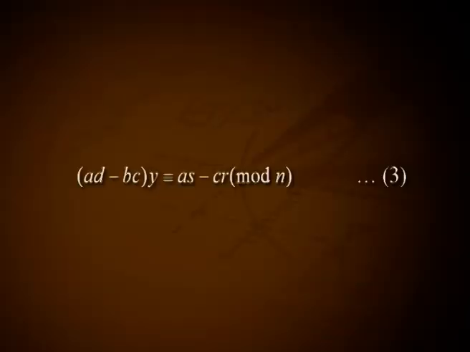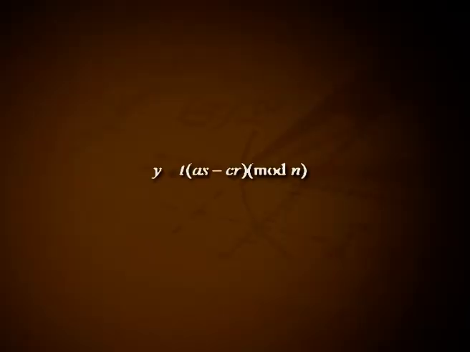A value for y is found by a similar elimination process. Multiply the first congruence of the system by c, the second one by a, and subtract to end up with (ad - bc)y ≡ as - cr mod n, equation 3. Multiplication of these congruences by t leads to y ≡ t(as - cr) mod n. A solution of the system is now established.